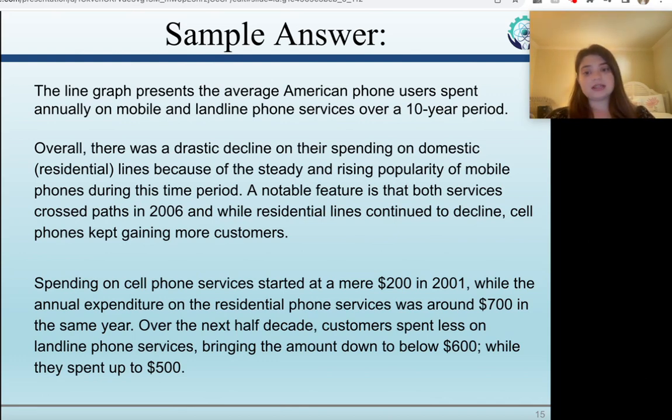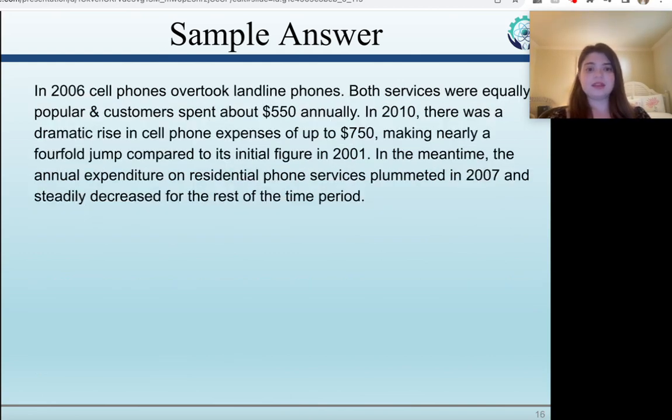A notable feature is that both services crossed paths in 2006, and while residential lines continued to decline, cell phones kept gaining more customers. Spending on cell phone services started at a mere $200 in 2001, while the annual expenditure on residential phone services was about $700 in the same year. Over the next half decade, customers spent less on landline phones, bringing the amount down to below 600, while they spent up to $500 on cell phones. In 2006, cell phones overtook landline phones. Both services were equally popular and customers spent about $550 annually.